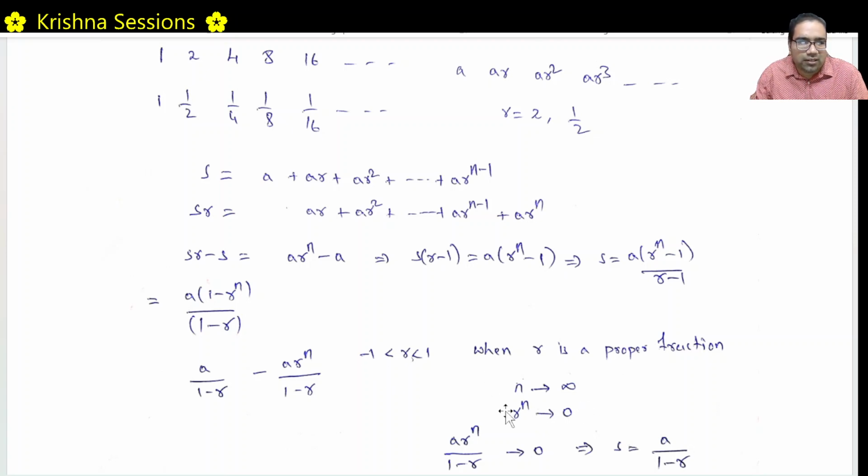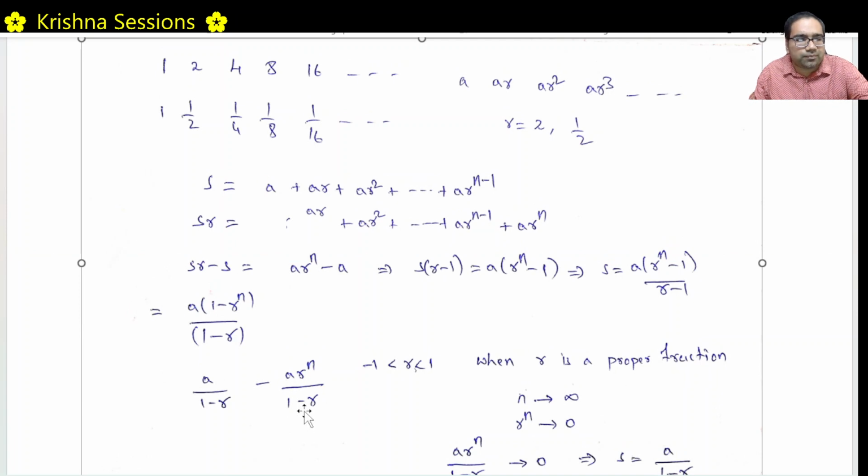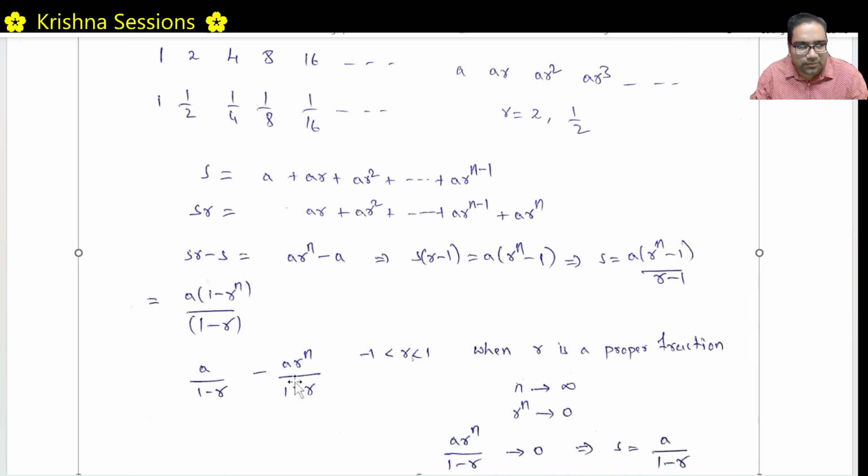What does that mean? If r power n is going to become zero, this expression a into r power n by 1 minus r also will tend to become zero. So this entire expression will become zero. Then what is our sum again? The sum, when r is lying between minus 1 and 1, this part will become zero and only this part will be left: a by 1 minus r. This is how we get the sum of an infinite series.